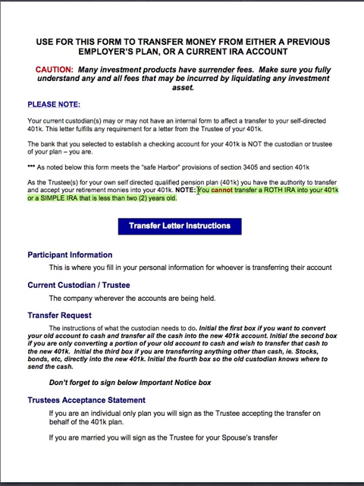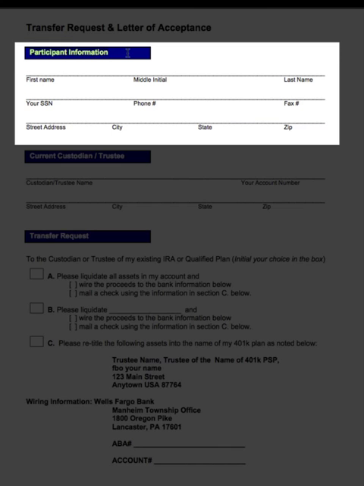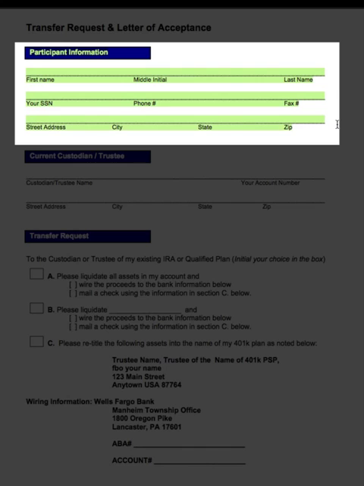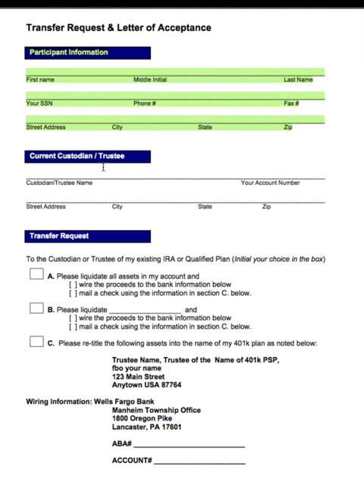So with all that, let's just get down to the meat of the matter. Right up top, we have participant information. That is you. You are the participant. Really simple stuff. Fill out your name up here, your social security number, your phone number, fax number, street address, city, state, zip. Boom. That was easy enough.